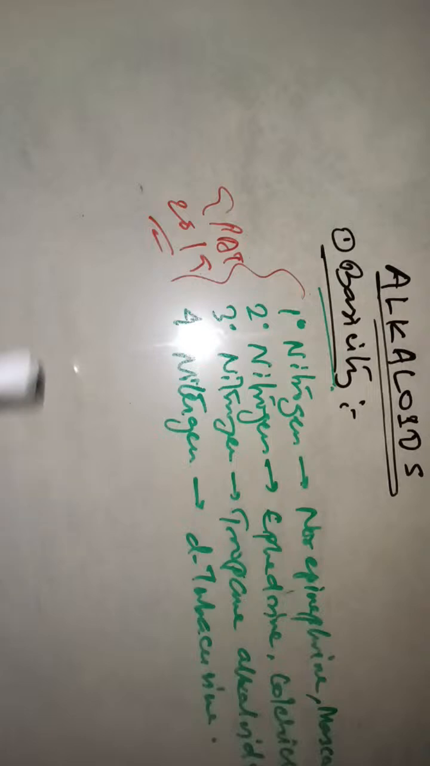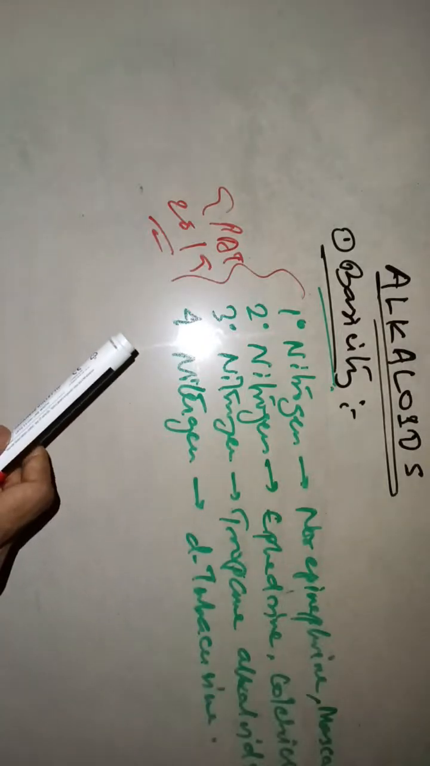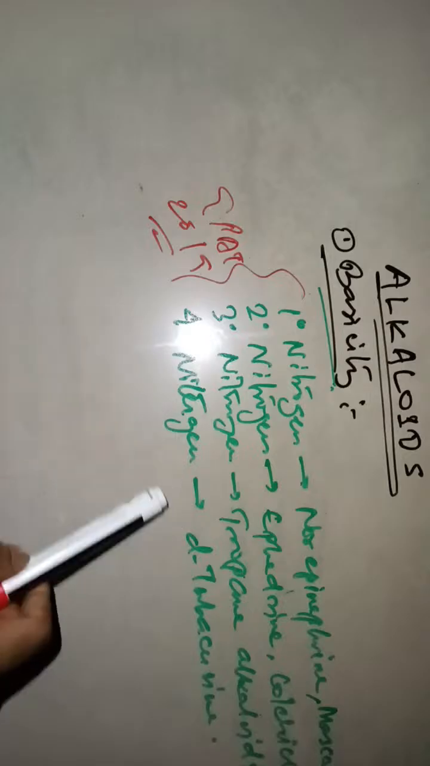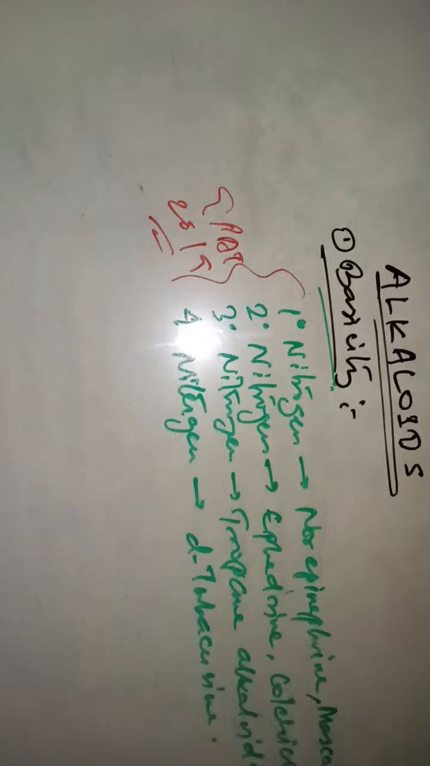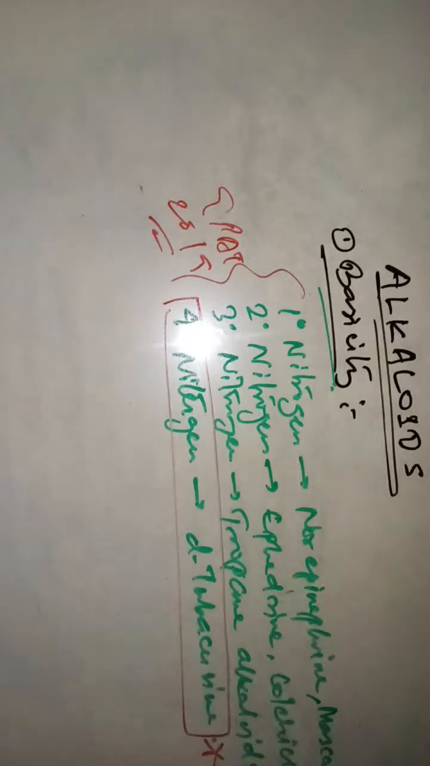In primary, nitrogen is present in muscarine; secondary nitrogen is present in ephedrine and colchicine; tertiary nitrogen is present in tropane alkaloids; and quaternary nitrogen is present in D-tubocurarine. That's most important, very, very important. It's a blockbuster drug. So in D-tubocurarine, which type of nitrogen is present? Quaternary nitrogen.